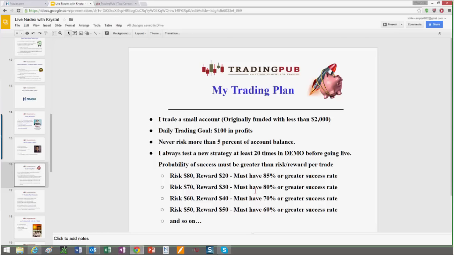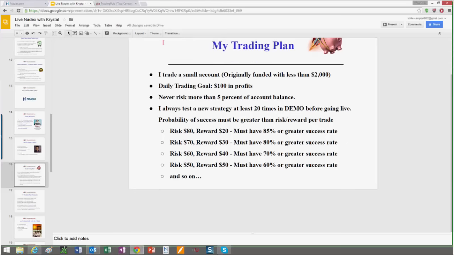Basically what I want to do when I'm testing strategies is I'm looking for patterns that repeat themselves. And I want the probability of success on a strategy to always be greater than the risk or reward that I apply to that strategy. So, I don't have a problem risking $80 to make $20 as long as I know that I have an 85-95% or better success rate of that strategy winning. If I'm going to risk 70 to make 30, I need to know that I have an 80-85% greater success rate for that particular strategy that's documented. If I'm risking 60 to make 40, I need to have a 70-75% success rate, and so on.